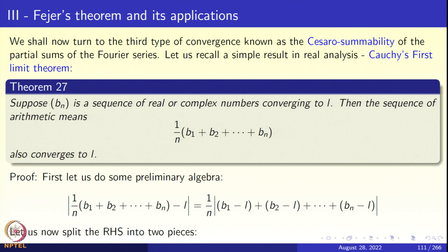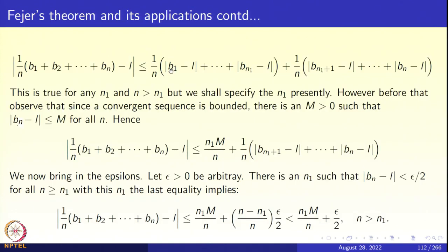So let us do some preliminary algebra. Consider the modulus of 1 upon n times (b1 plus b2 plus ... plus bn) minus L. I pull the 1 upon n outside and write it as the modulus of (b1 minus L) plus (b2 minus L) plus ... plus (bn minus L). So split the right hand side into two pieces: 1 upon n times (mod b1 minus L plus ... plus mod b_{n1} minus L) plus 1 upon n times (mod b_{n1+1} minus L plus ... plus mod bn minus L). Now this is true for any n1 and any n bigger than n1. But we shall specify the n1 presently.